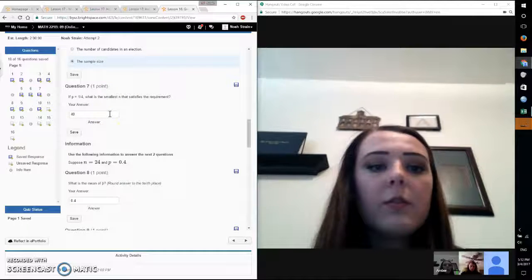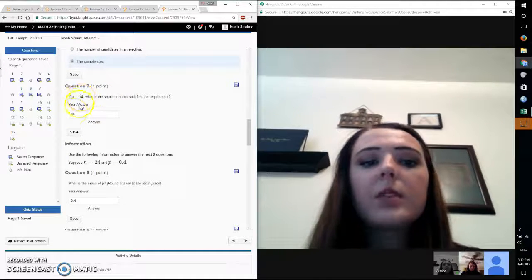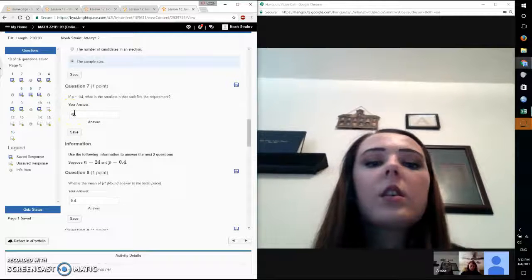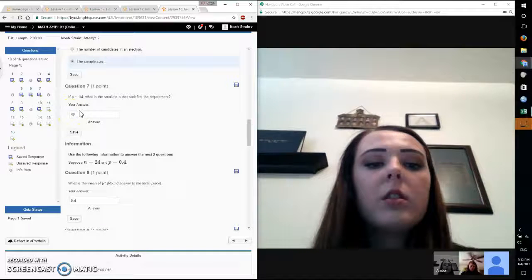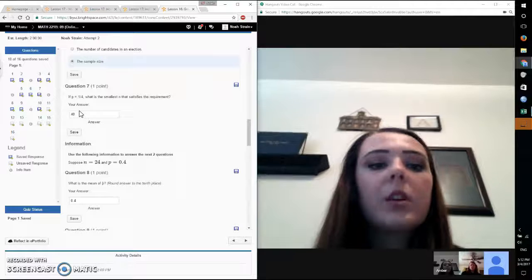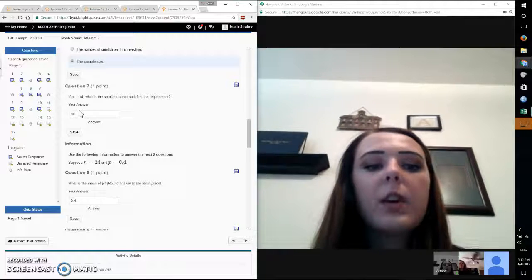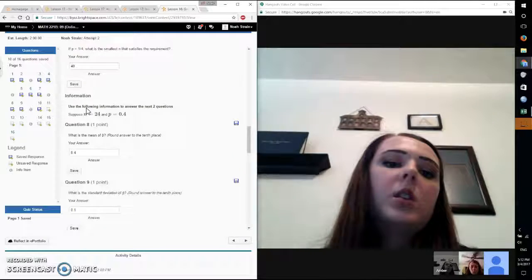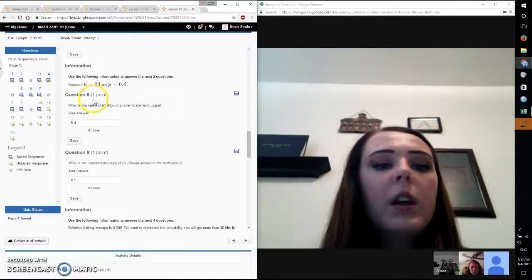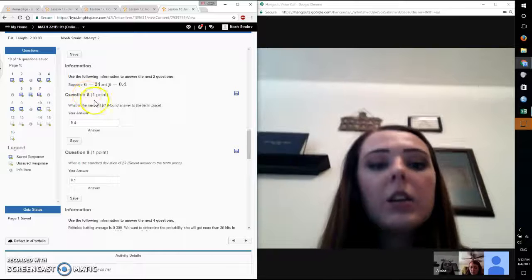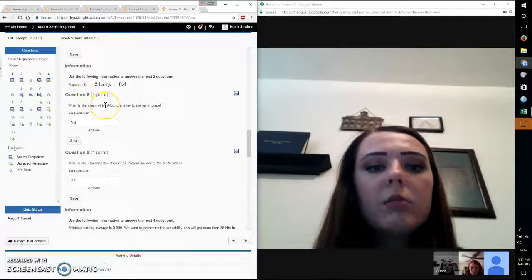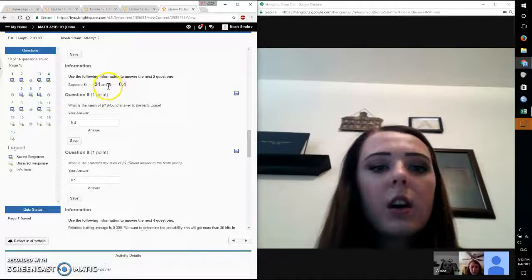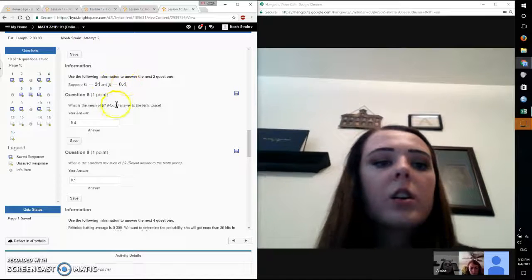For 7, if P equals 1/4, what is the smallest N that satisfies the requirement? So all you have to do for that is, you have the equation NP greater than or equal to 10, so you just do 10 divided by 1/4 and you get 40. And then for 8, what is the mean of P? So the mean is just P equals 0.4.